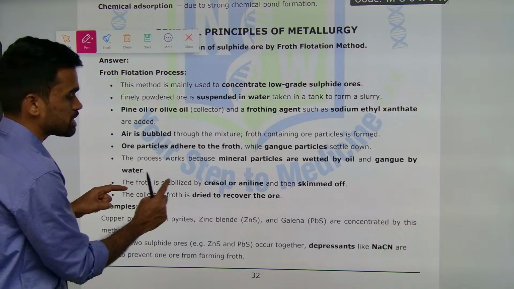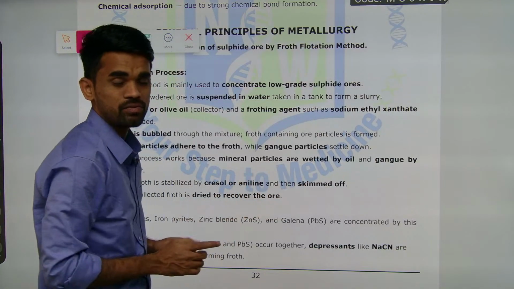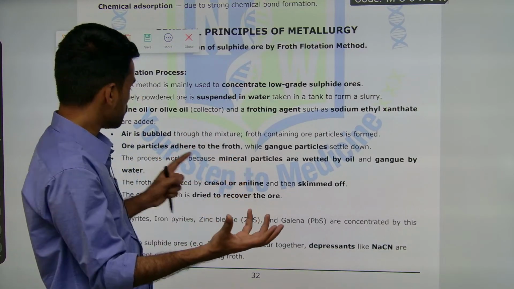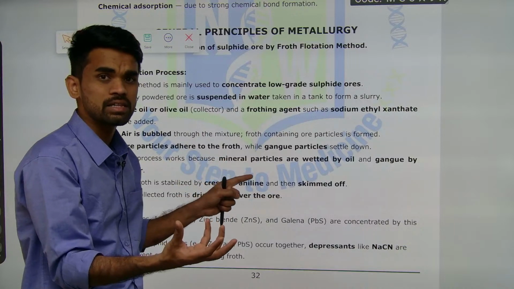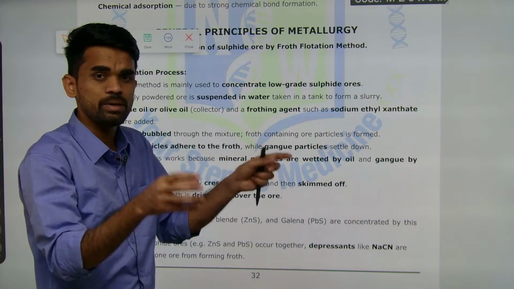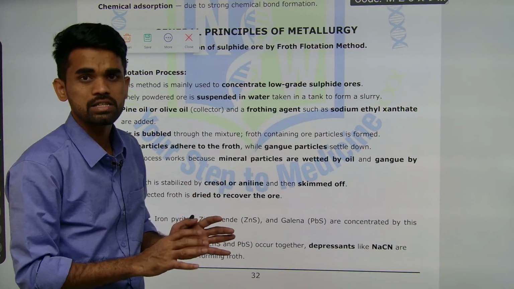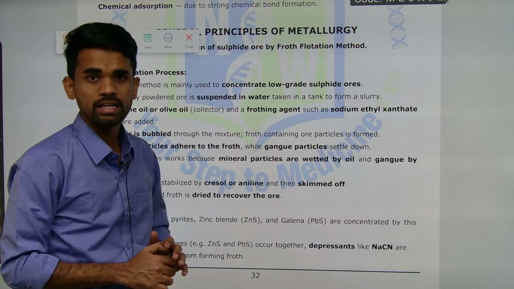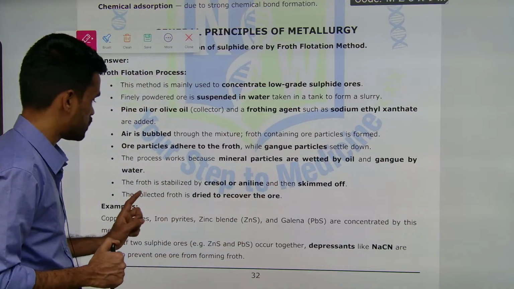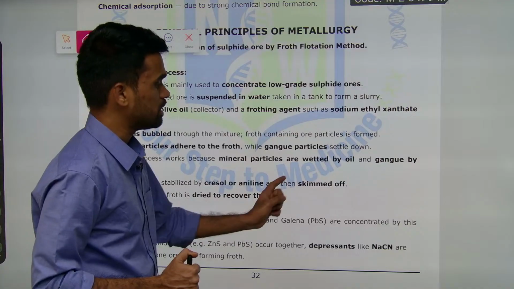Now the froth is stabilized by cresol or aniline, and then it is skimmed off. Whatever froth is formed has our mineral particles in it. Now we need to stabilize that froth, otherwise it will collapse or disappear and fall down into the water itself. So the stabilization of froth is done by adding cresol or aniline, and then it is skimmed off.